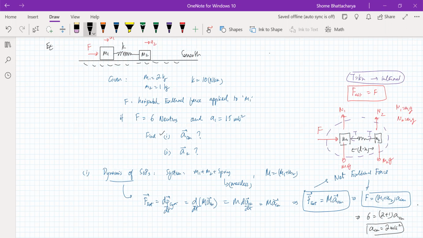Okay. So tell me, how much will be the acceleration A2 at the moment when A1 is 1.5? Just try to work it out. 3 meters per second square. Sorry, how much? 3? Yes, sir. Okay, correct. Because 2 into 1.5 plus 3 into 1 divided by total mass 3 should give you 2. Yes, that's correct.